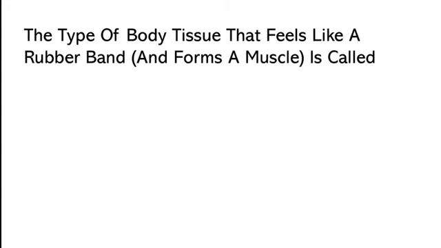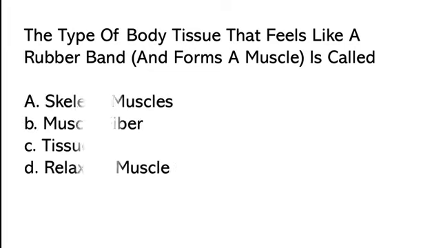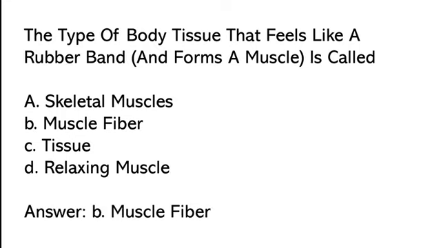The type of body tissue that feels like a rubber band and forms a muscle is called skeletal muscles, muscle fiber, tissue, relaxing muscle. So the correct answer is option B, muscle fiber.